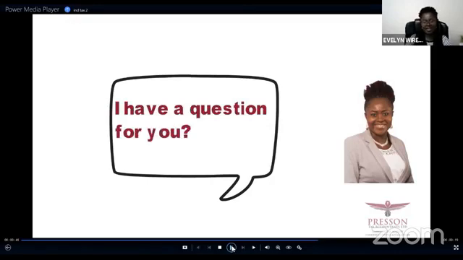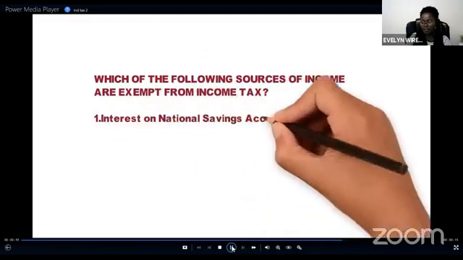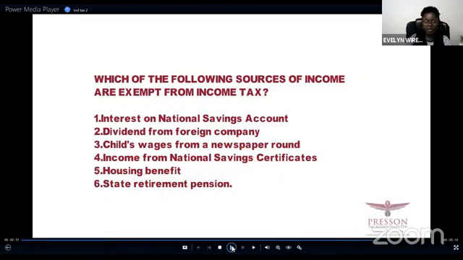I have a question for you today, just something for you to think about. So bear with me. I'll put a question on the screen. Okay, my question is on the sources of income. Which of the following sources of income are exempt from income tax? One is interest on national savings. Is interest on national savings exempt or is it taxable? The next one is dividends from a foreign company. So when we receive dividends from a foreign company, is it exempt from tax or is it taxable?